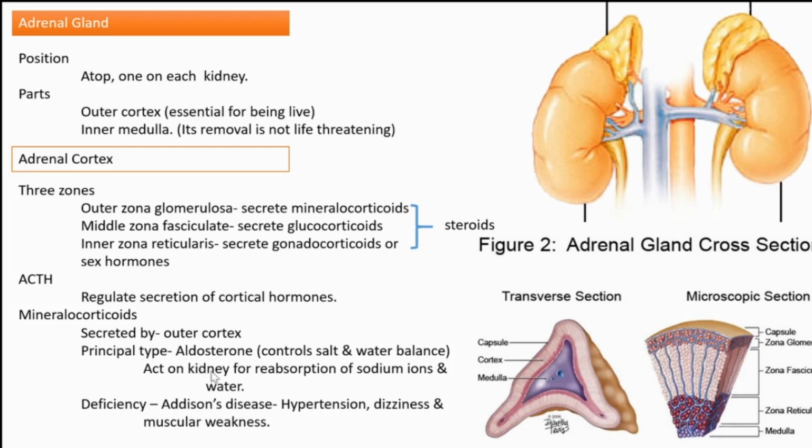It acts on the kidney and helps the kidney in the reabsorption of sodium ions and water, which we already learned in the excretion physiology chapter, where we learned about the role of aldosterone. Remember that. Deficiency of mineralocorticoid leads to a disease called Addison's disease. That can be asked as a 1 mark question. Addison's disease is characterized by hypotension, dizziness, and muscular weakness.